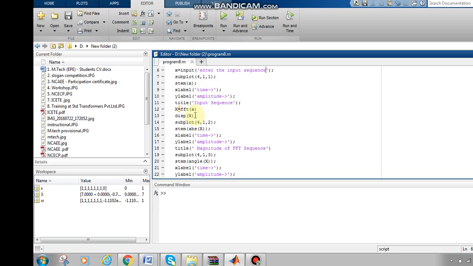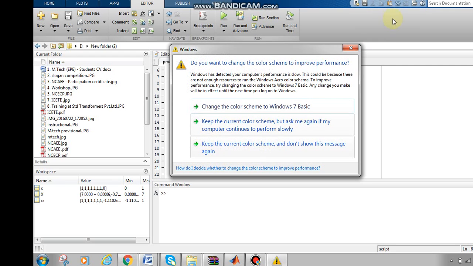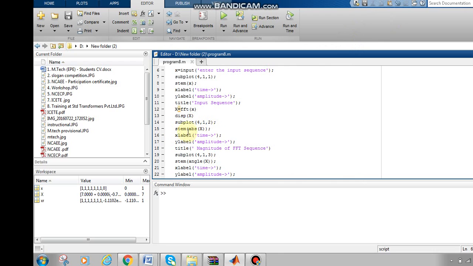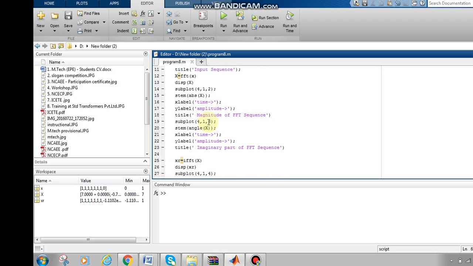Now, as we know, in the butterfly figures, whatever answer we get will have a real part as well as an imaginary part. The real part and imaginary part will not be displayed together in the figure, so I will give two separate figures for that. That is subplot(4,1,2). The second figure will display only the magnitude of the answer. Similarly, again I have stem and magnitude, xlabel, ylabel, and the title is magnitude of FFT sequence. Next, my third figure will give the angle. So it is stem of angle, xlabel, ylabel, and the title is angle of the sequence.